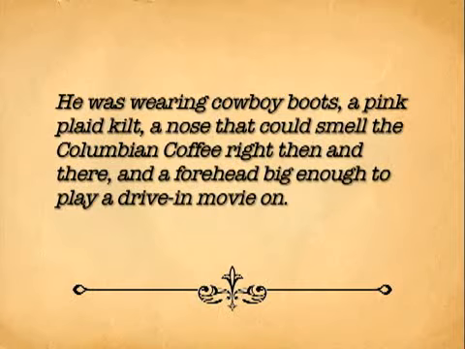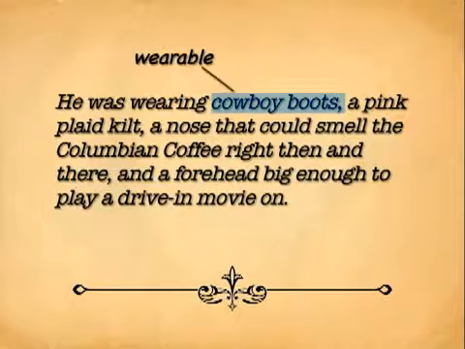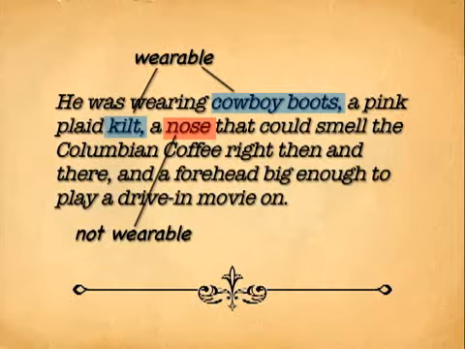He was wearing cowboy boots, a pink plaid kilt, a nose that could smell the Colombian coffee right then and there, and a forehead big enough to play a drive-in movie on. Now, certainly, there are some images here that are very easy for the reader to imagine. It's a very engaging description. But we have a slightly awkward example of wording here, because while there are parts of the things in the list that you could wear, like cowboy boots and a kilt, you probably can't really wear a nose unless it's a fake nose, and you can't wear a forehead. You have a nose and you have a forehead.